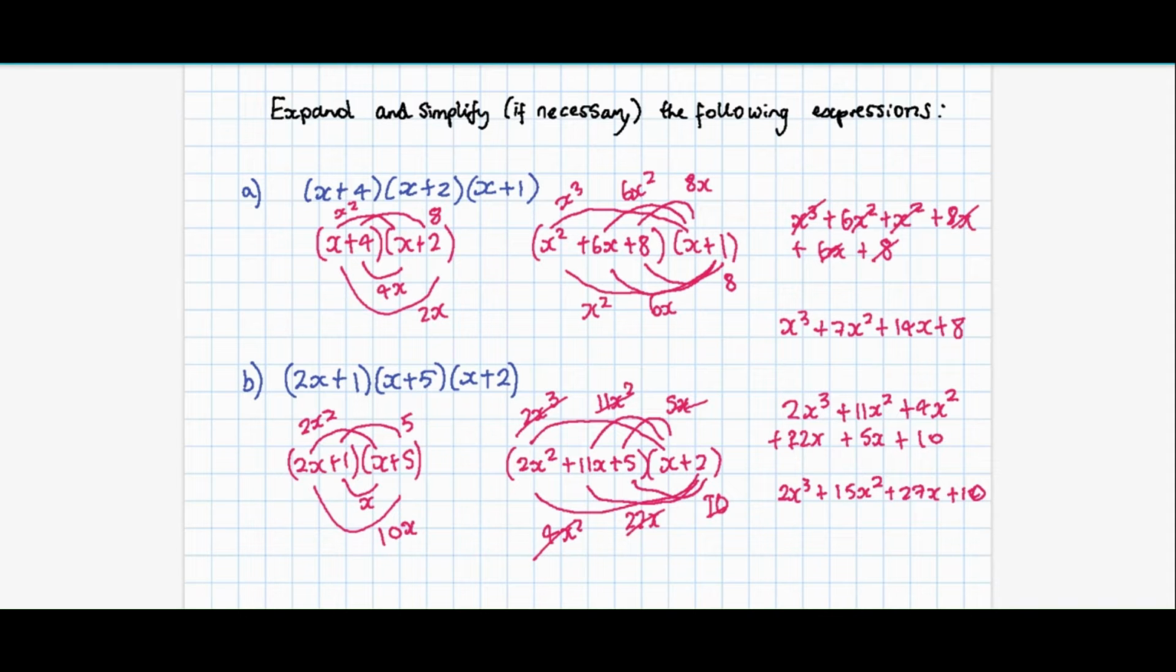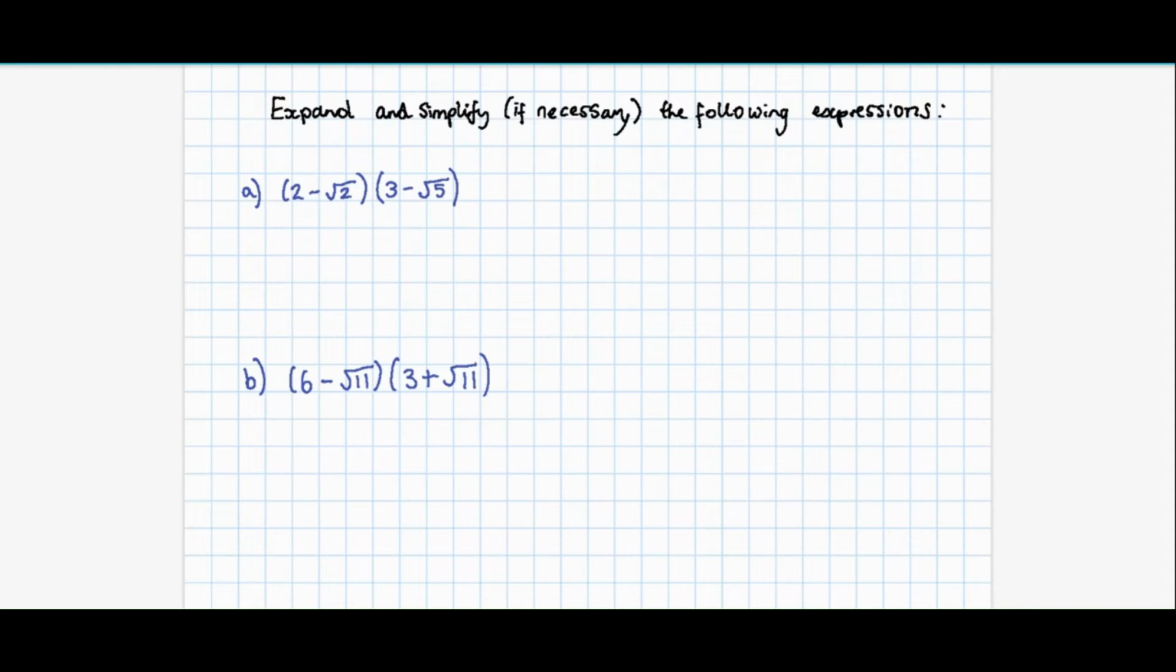Right, so if you want to look at the next part here. For these next ones, we're going to still expand and simplify them, but we've now got surds in the brackets instead of normal numbers. So right, let's just bring it down here. So we've got the 2 minus root 2 times 3 minus root 5. So let's approach this in the same way.